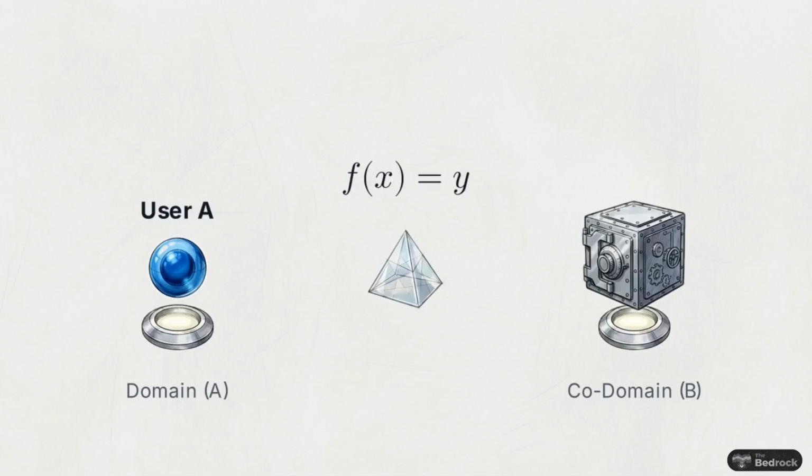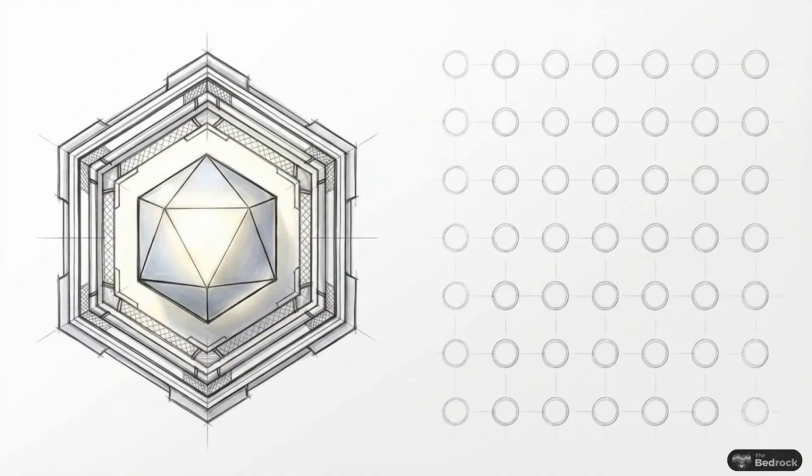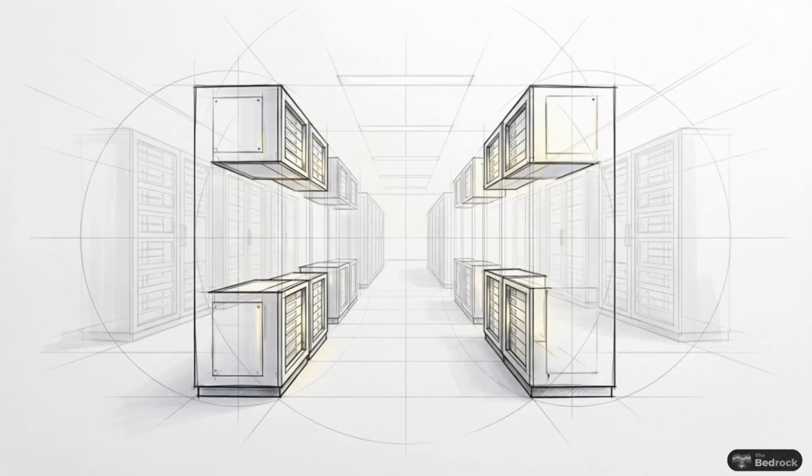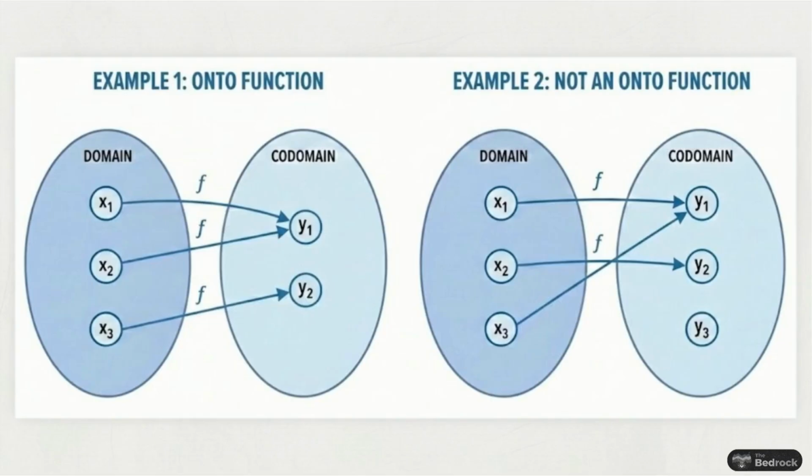you. If injectivity protects the inputs, we have to ask a different question about the outputs. How do we build a system that guarantees no potential outcome is left empty or wasted? This diagram shows a surjective or onto function. If you look at the codomain on the right, every single possible value has at least one arrow pointing to it. Nothing is left blank.